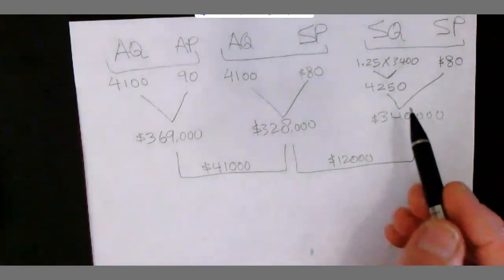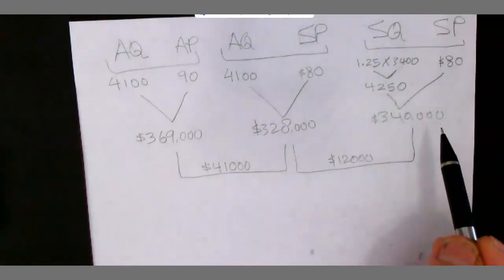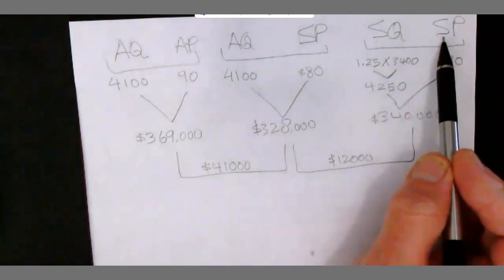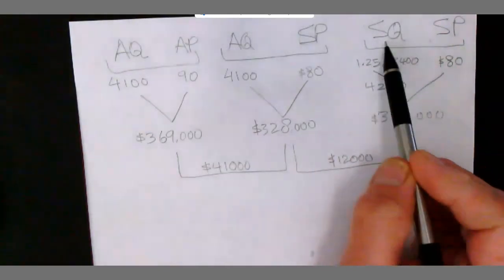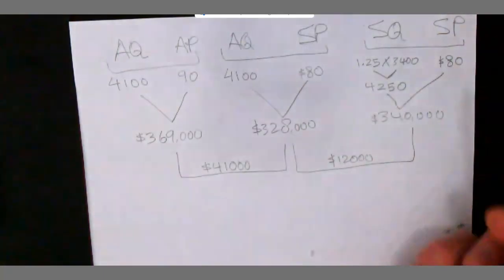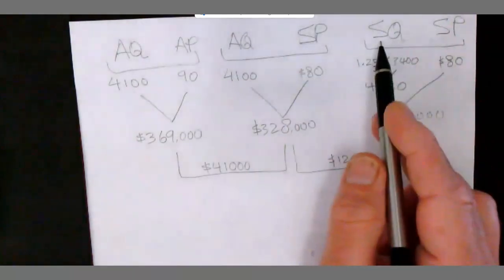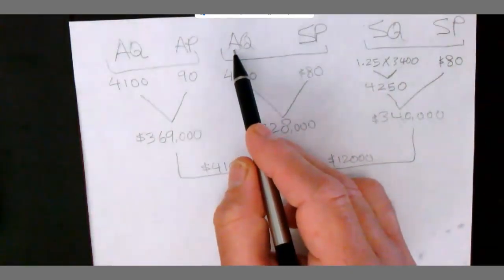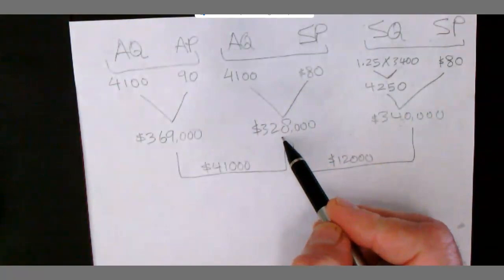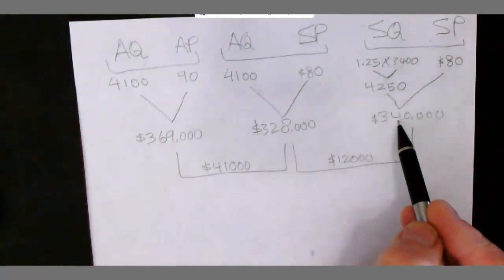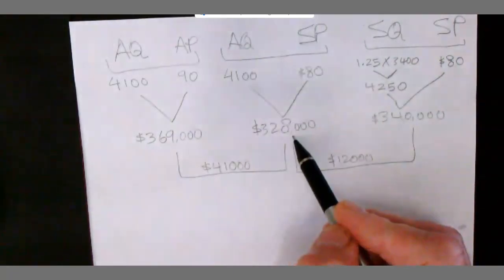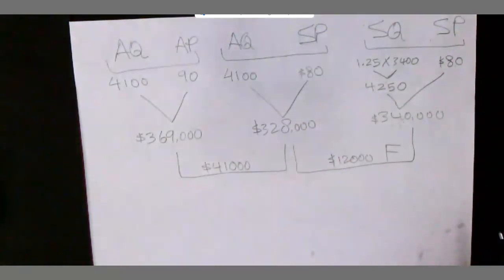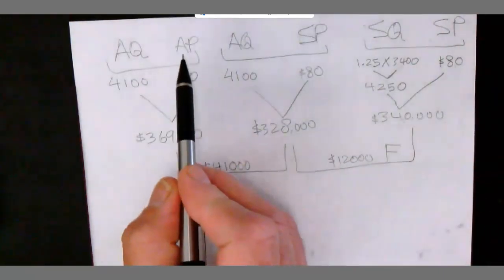Now, watch what I'm doing now. I'm saying SS, standard. As a standard, my cost was 340,000 here. A, actually, I paid 328. So standard SS was 340, A, actually, I paid 328. That was less than standard, so that's a favorable situation.